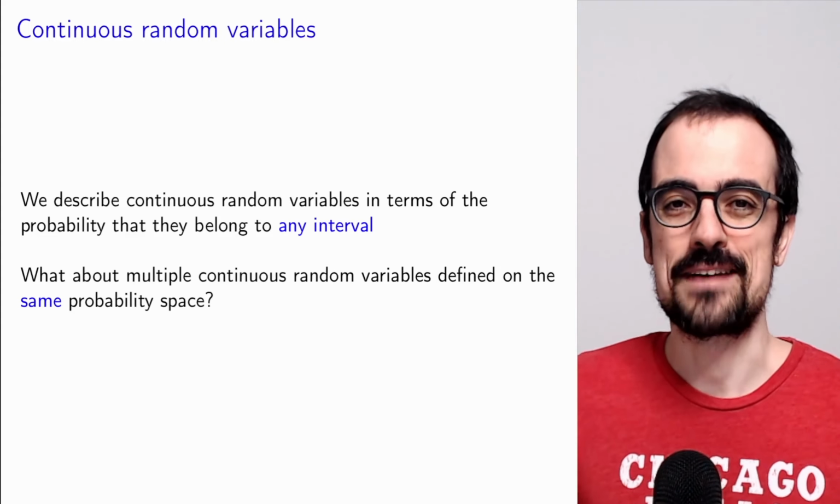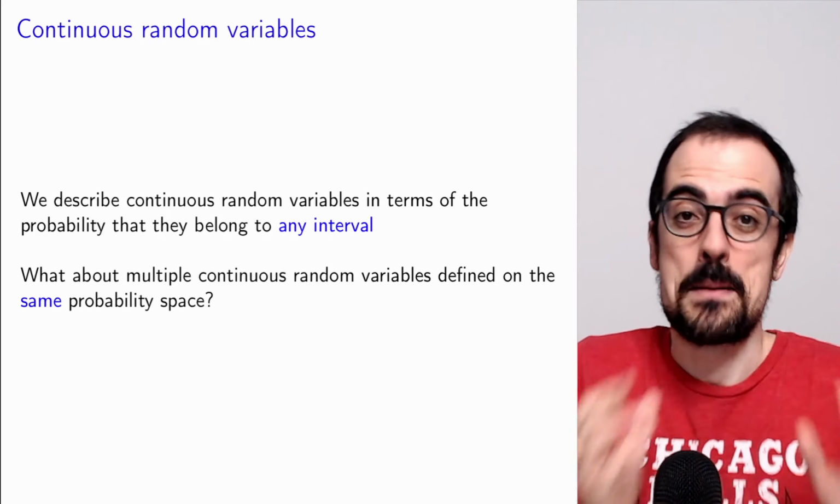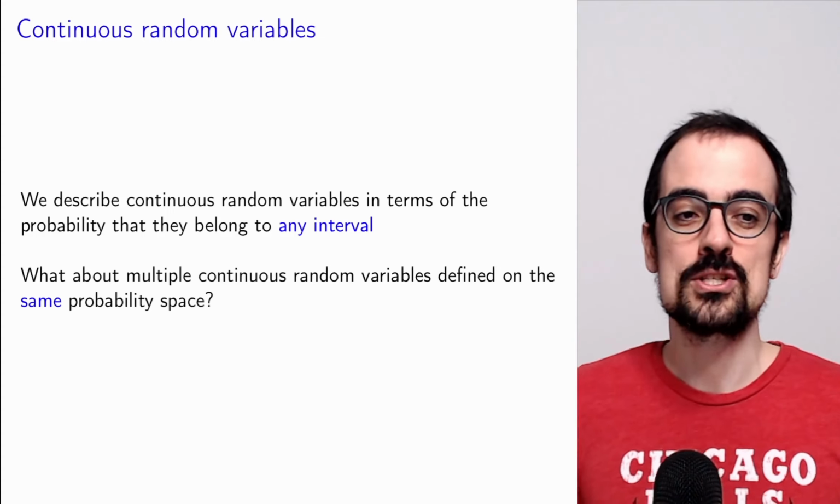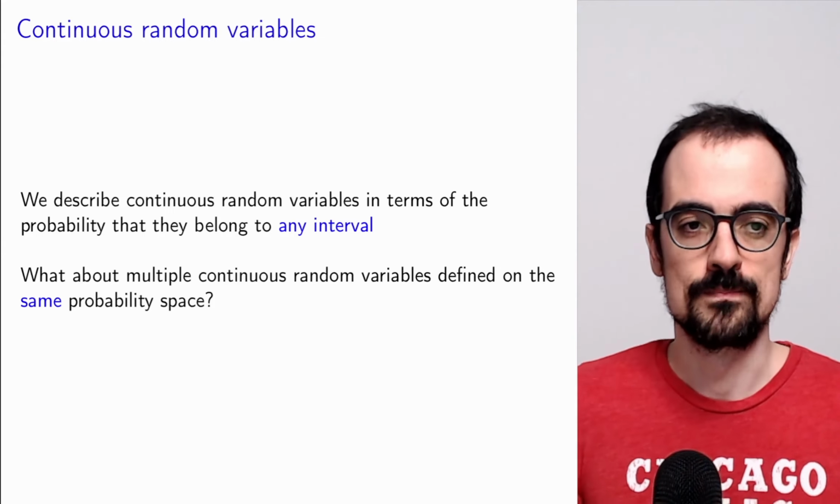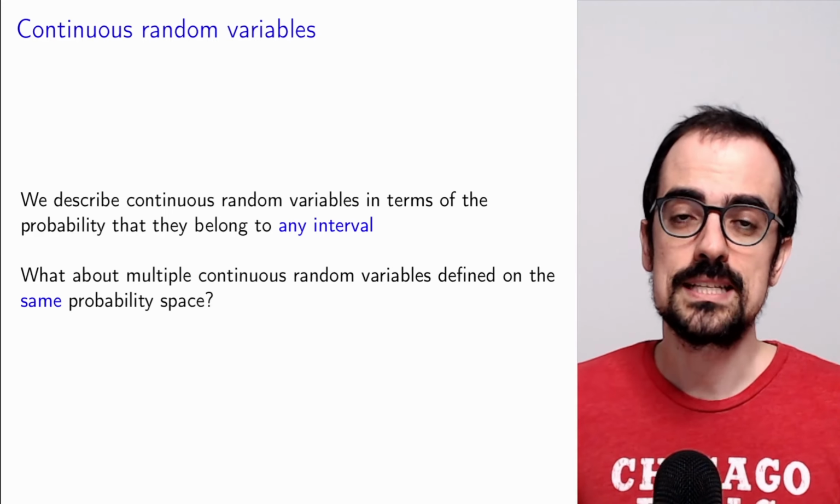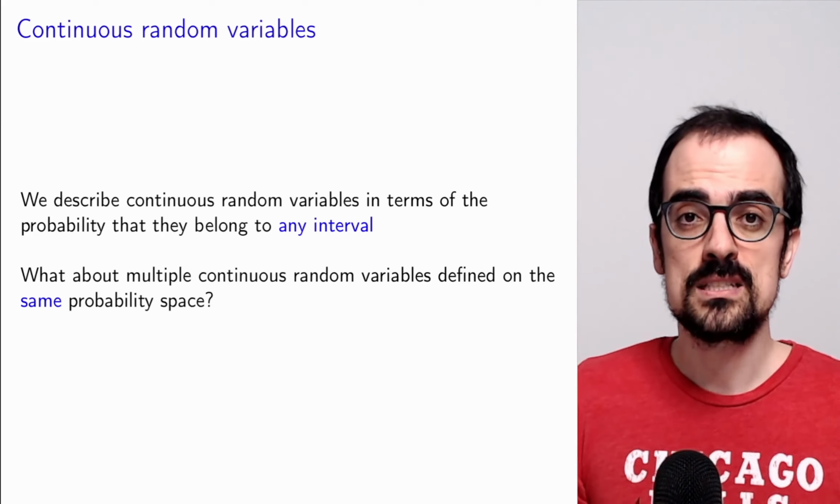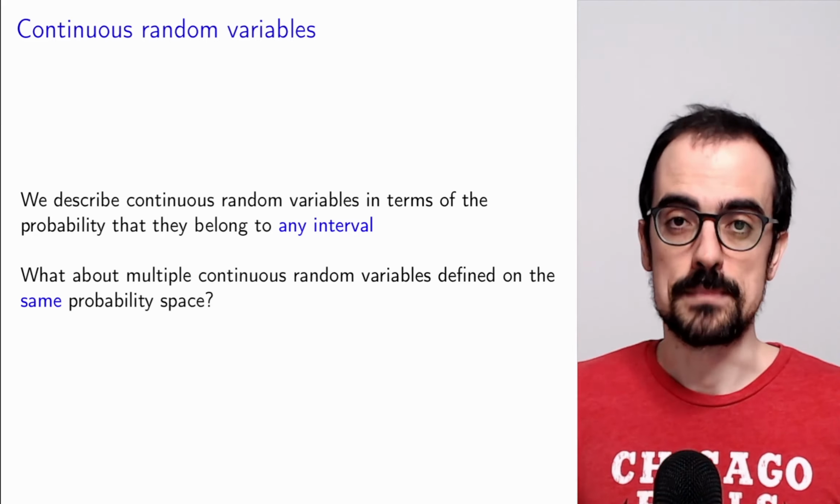What do we do when we have multiple continuous quantities? We represent them as multiple continuous random variables within the same probability space. In a moment, we're going to see that that is crucial. How do we describe those multiple continuous quantities in terms of the probabilities that they belong to certain intervals at the same time? Let's see what I mean.